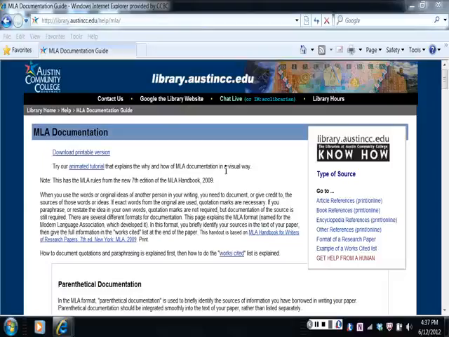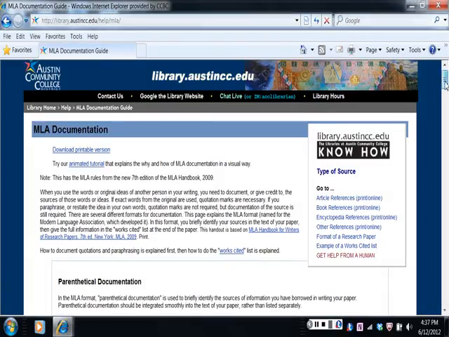Okay, today we're going to have a class on MLA documentation. Hopefully many of you have already had this in English 101, and that today will be a review. So let's recall. MLA documentation involves internal documentation and external documentation. The internal documentation involves parenthetical documentation.